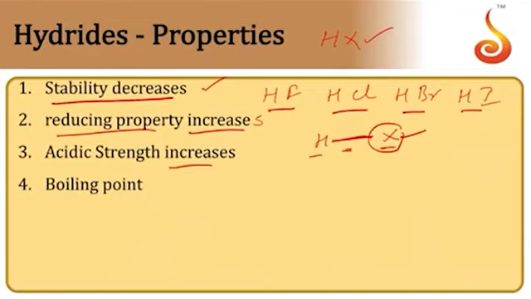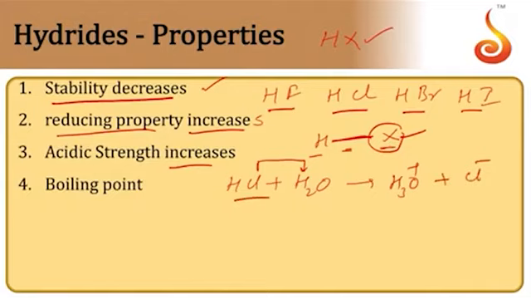Acidic strength is increasing, because when you take an HCl molecule and add water to it, the proton donor exists as H3O plus, a proton for this, and then Cl minus ion. This proton donating property will be increasing down the group because of the decrease of bond strength.